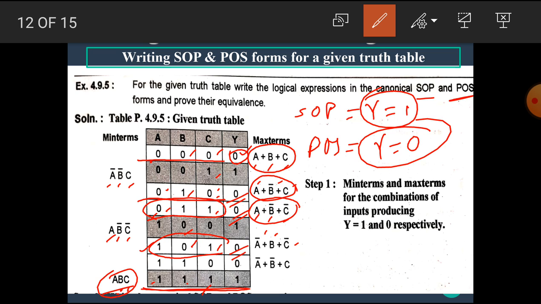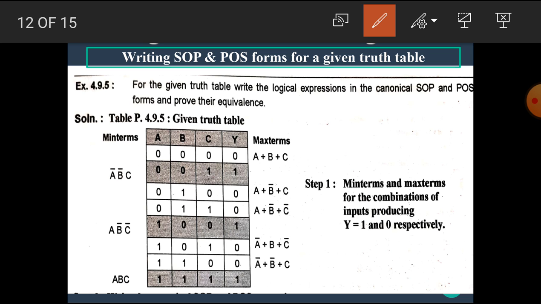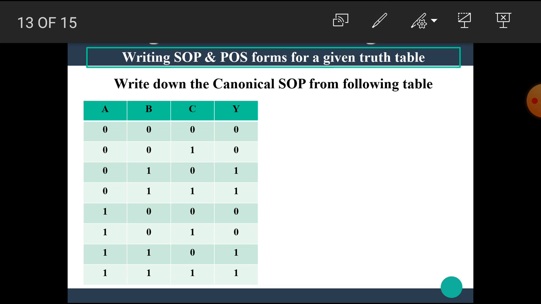C is 1, hence c bar. We get the max term as a bar plus b plus c bar. Here also y is equal to 0, hence we can write the max term for this combination. A is equal to 1, hence we write here a bar. B is equal to 1, hence we write b bar. C is equal to 0, hence we write c. We get the max term as a bar plus b bar plus c. I hope you all now understand how to find the min terms and max terms for the given truth table.